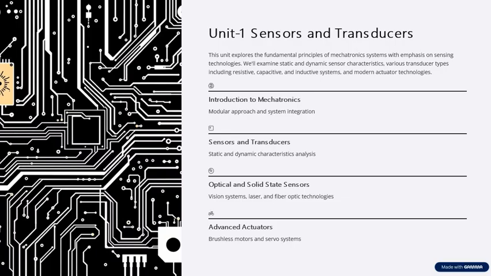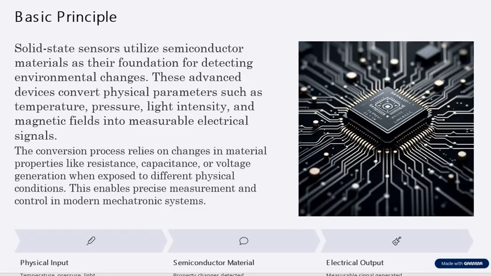followed by optical and solid state sensors. So two different types of sensors based on vision and operating system, materials, functions, uses of energy like laser and fiber optic techniques. And then we discuss the advanced actuators, nothing but the motors and the brushless motors. The basic principle of a sensor and transducer.